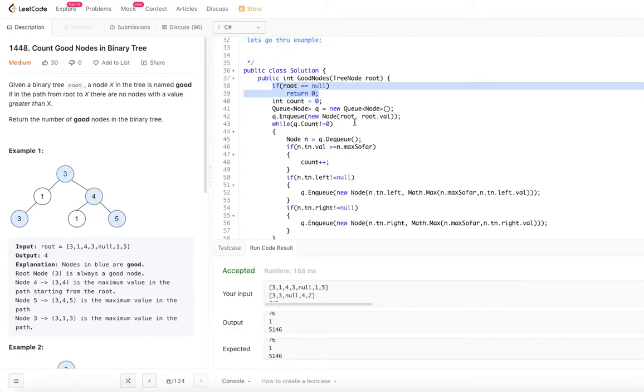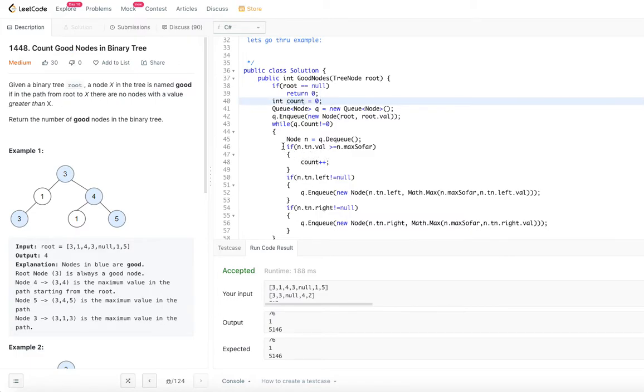To start with, we will check whether the root node is null or not. If the root node is null, there are no nodes, right? So we will simply return 0. And we will initialize our counter. This counter will keep track of how many good nodes there are, so the counter is initialized to 0.